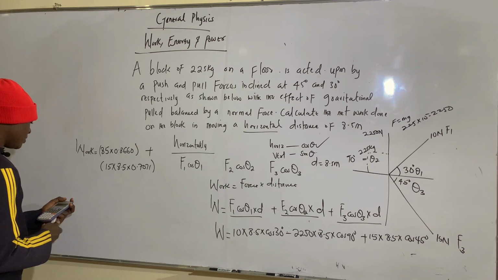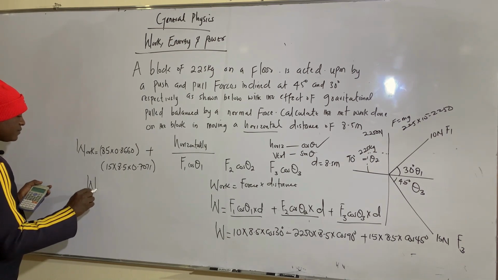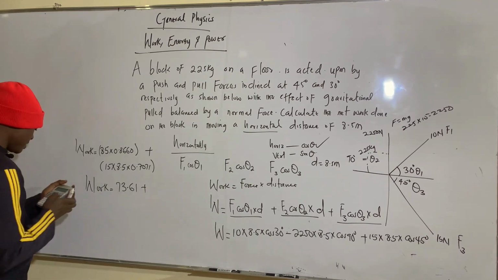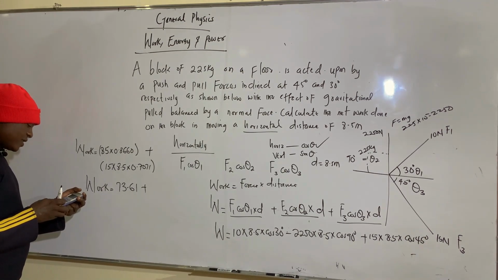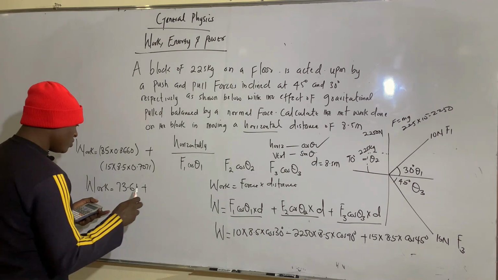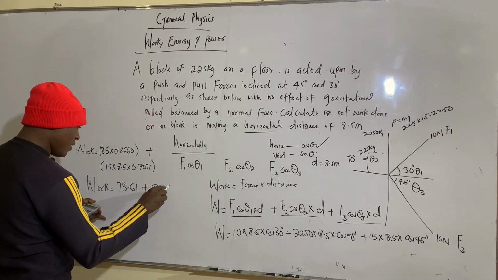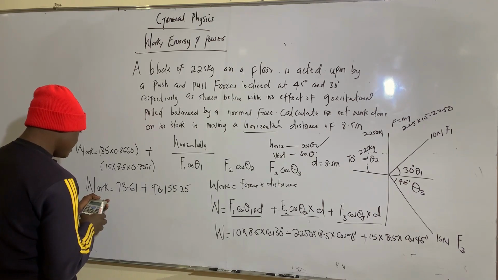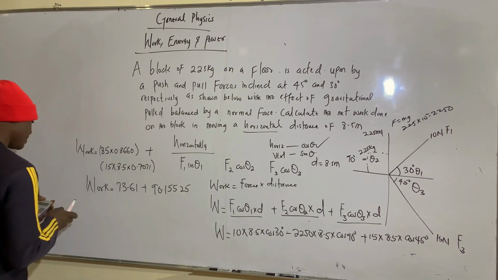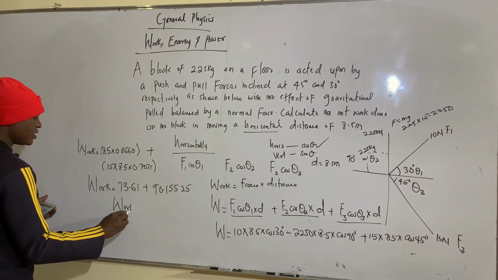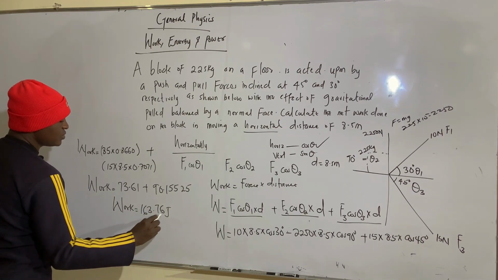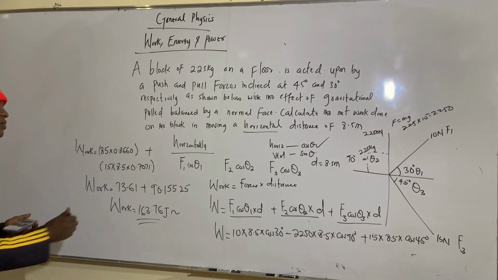The first one, what I got is work done. I have 73.61, then plus 15 multiplied by 8.5 multiplied by 0.7071. In the second one, what I have is 90.15525, then plus the first result, 73.61. So if I do that, I have my work done here to be equal to 163.76 joule. So by approximation, that means our work done here is equal to 163.76 joule.